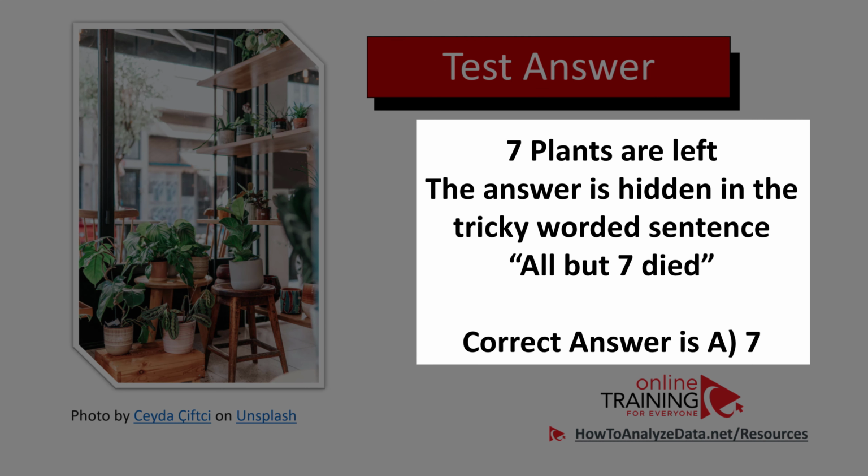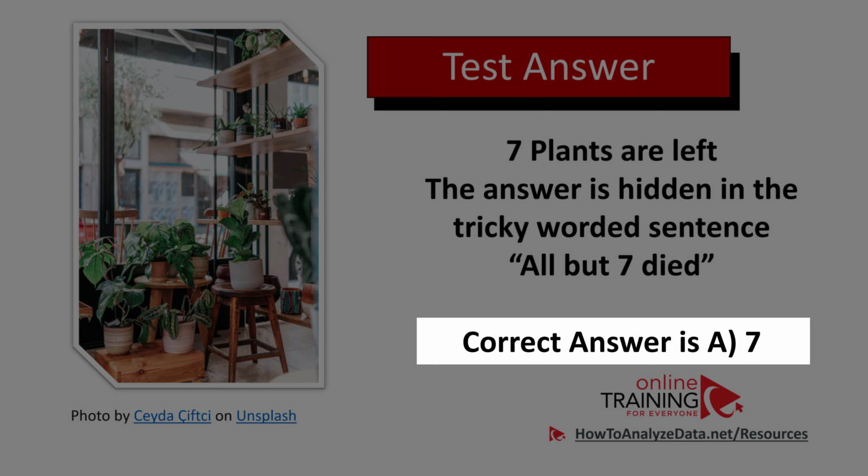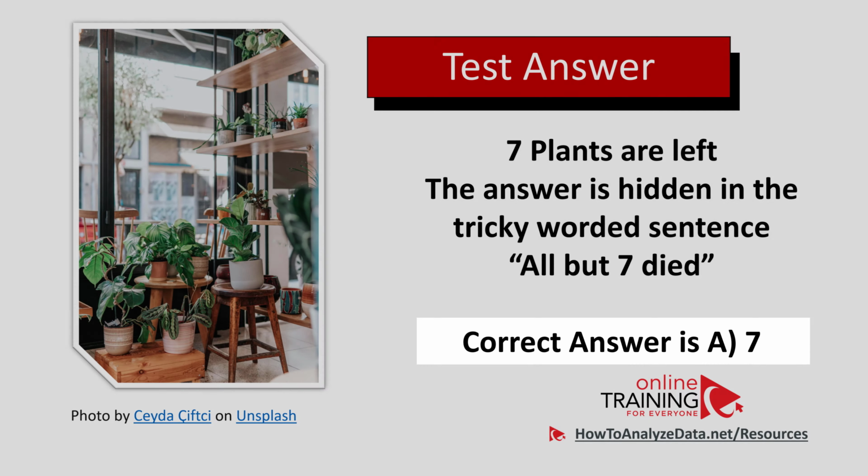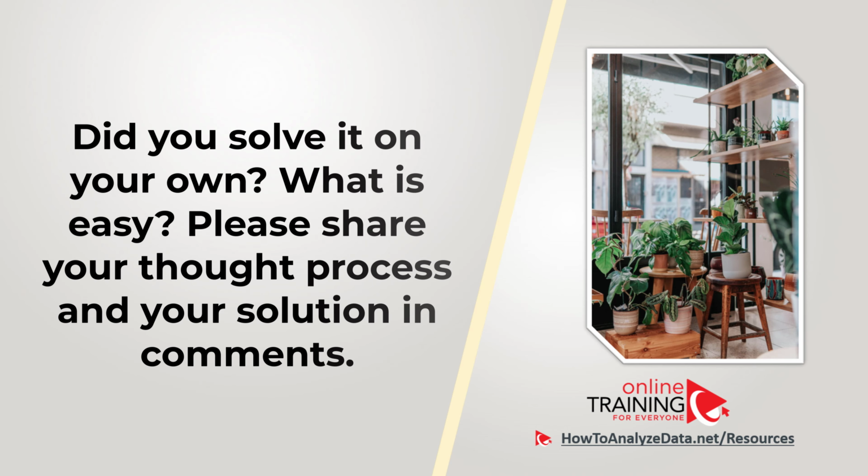I think you heard me correctly. So the answer is 7 plants are left. How is it possible? The answer is hidden in the tricky worded sentence. All but 7 died. So this is why the correct answer is A. Florist had 57 plants and all of them but 7 died. That's why the correct answer is A, 7. Hopefully you've nailed this question and now know how to answer similar problems in the test.